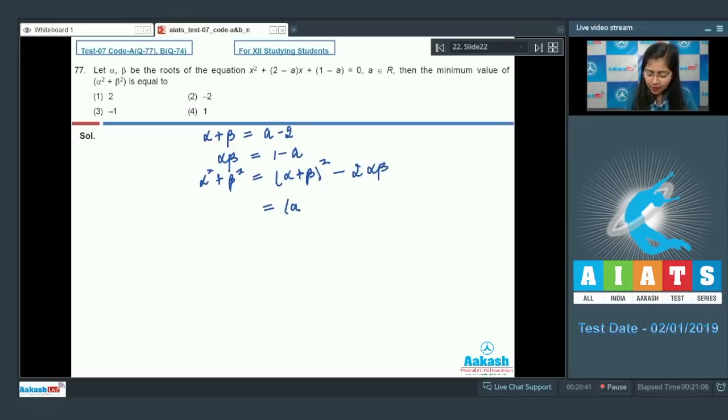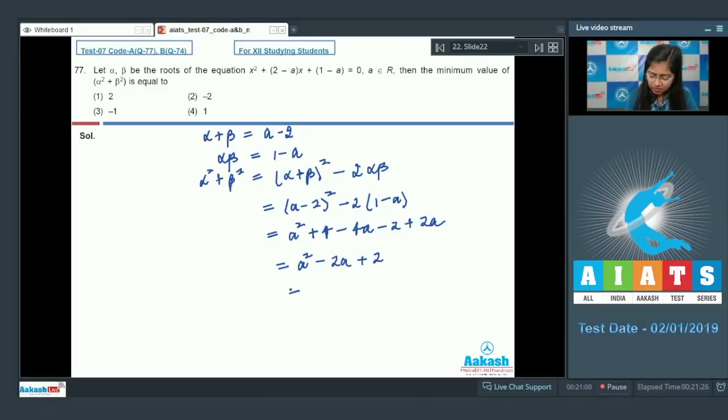So this is equal to (a minus 2) whole square minus 2 into (1 minus a), which is equal to a square plus 4 minus 4a minus 2 plus 2a, which is equal to a square minus 2a plus 2, right? Which can be written as (a minus 1) whole square plus 1. Now we have to find the minimum value of alpha square plus beta square. It will be equal to 1 when a is equal to 1, right? So the minimum value will be equal to 1. That is option number 4 is the correct answer.